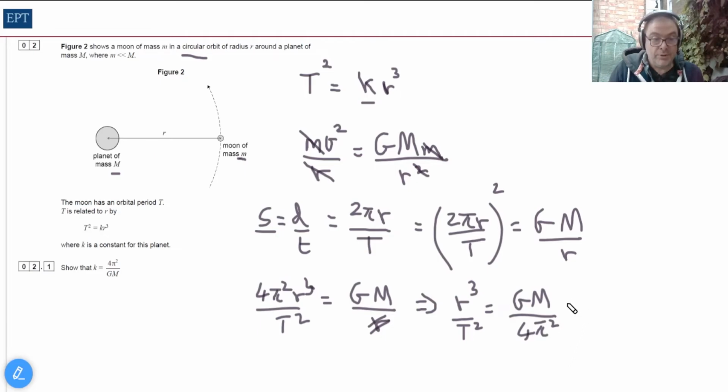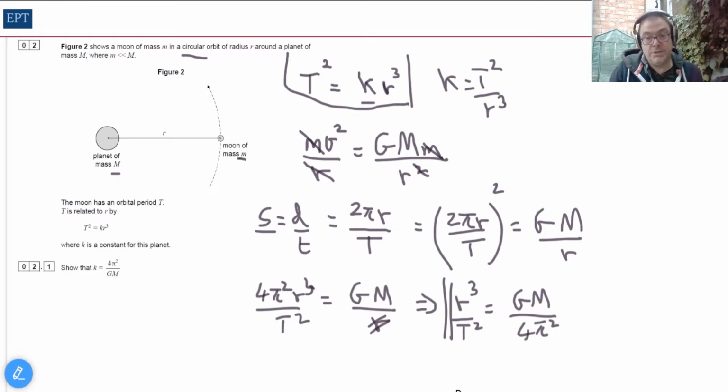And so that implies that k, going back to our original equation up here, k is T squared over r cubed, but I've worked out r cubed over T squared. So in other words, we just have to flip everything. So that tells us that the constant T squared over r cubed is 4 pi squared over GM.